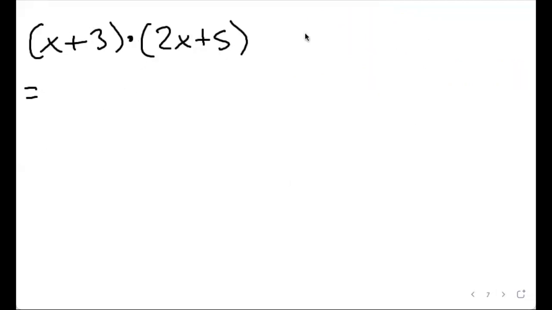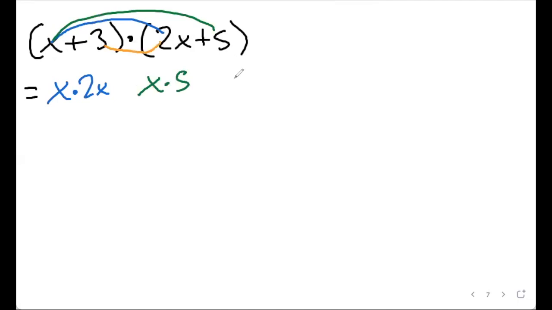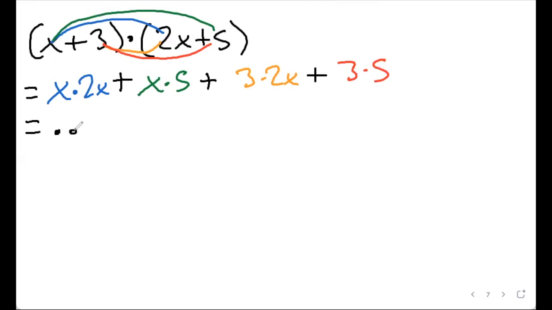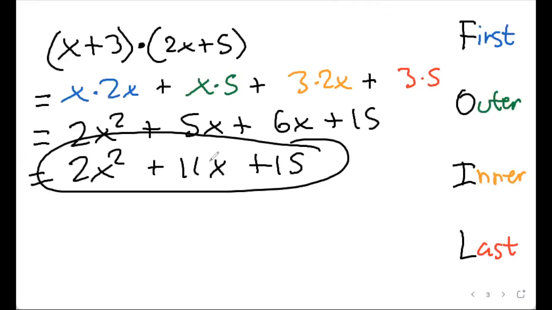So let's do it. X times 2x, x times 5, 3 times 2x, 3 times 5. Let's add everything up. And this problem continues. I will not show the rest of it because I already did it in the first explanation, and this was the answer.